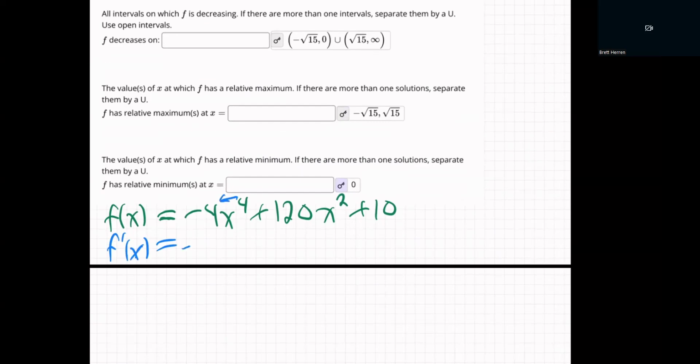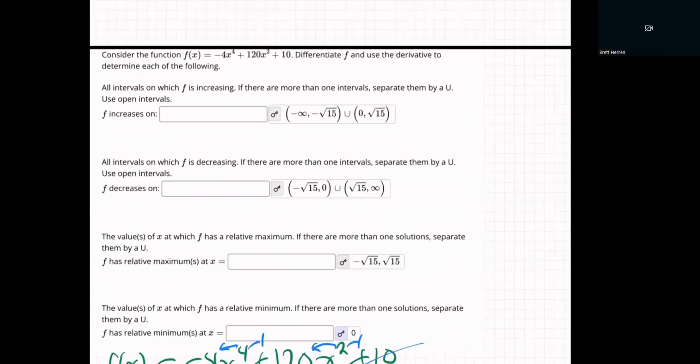Bring the 4 down, minus 16x to the third, subtract 1 from the power. Bring the 2 down, plus 240x to the 1, subtract 1 from the power. That's just 0. So there's the derivative. And what do we want to do with it? We want to set it equal to 0.